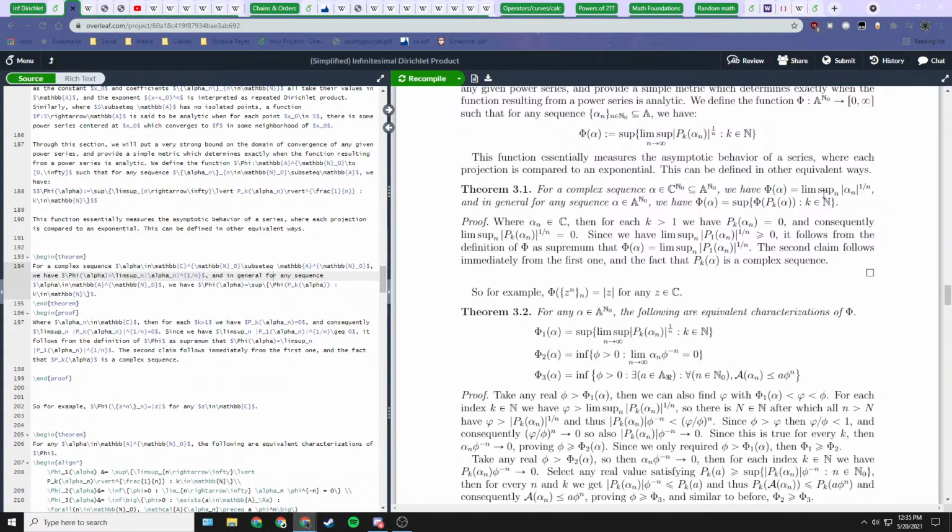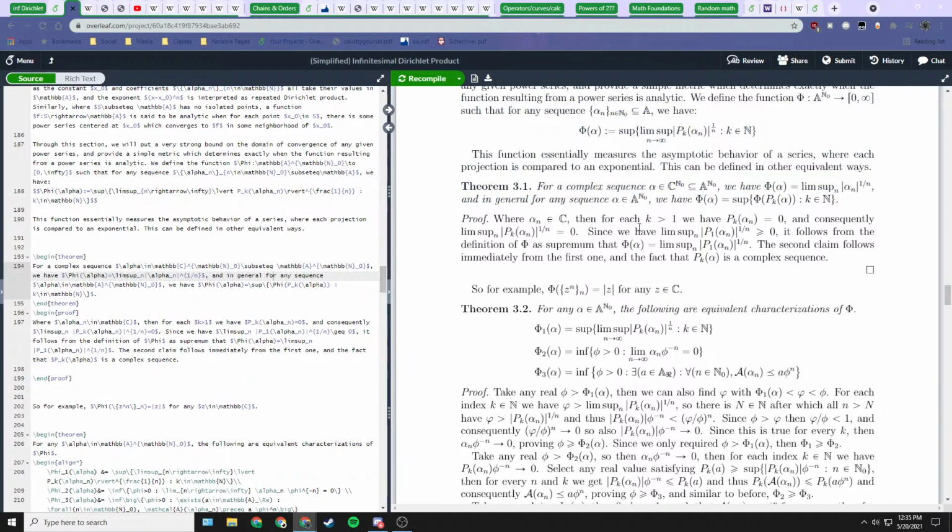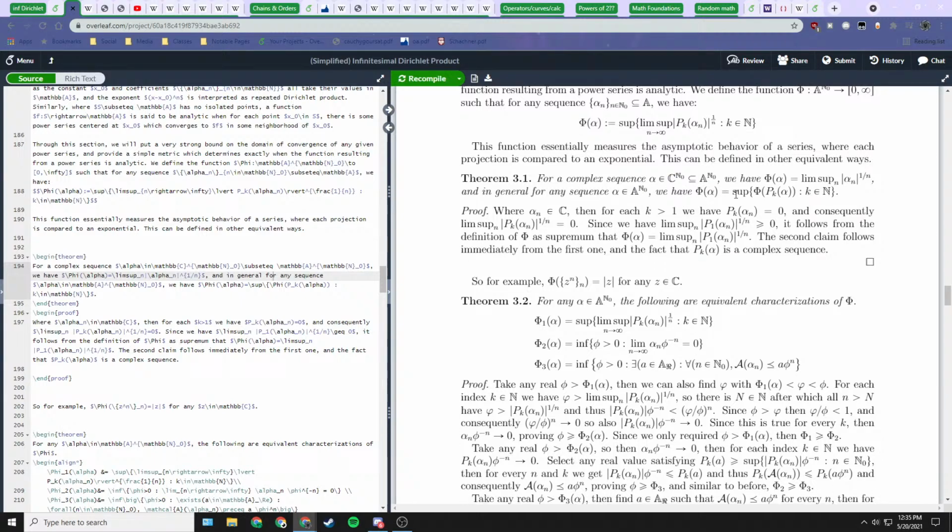So if it's a complex number, it's literally just the root test. But in general, for any alpha sequence of coefficients in our general space, not necessarily complex, phi of alpha is just the supremum of the phi of the projections. So it's the supremum root test of all the projections. So that was how we had that before. And the proof for this is straightforward.